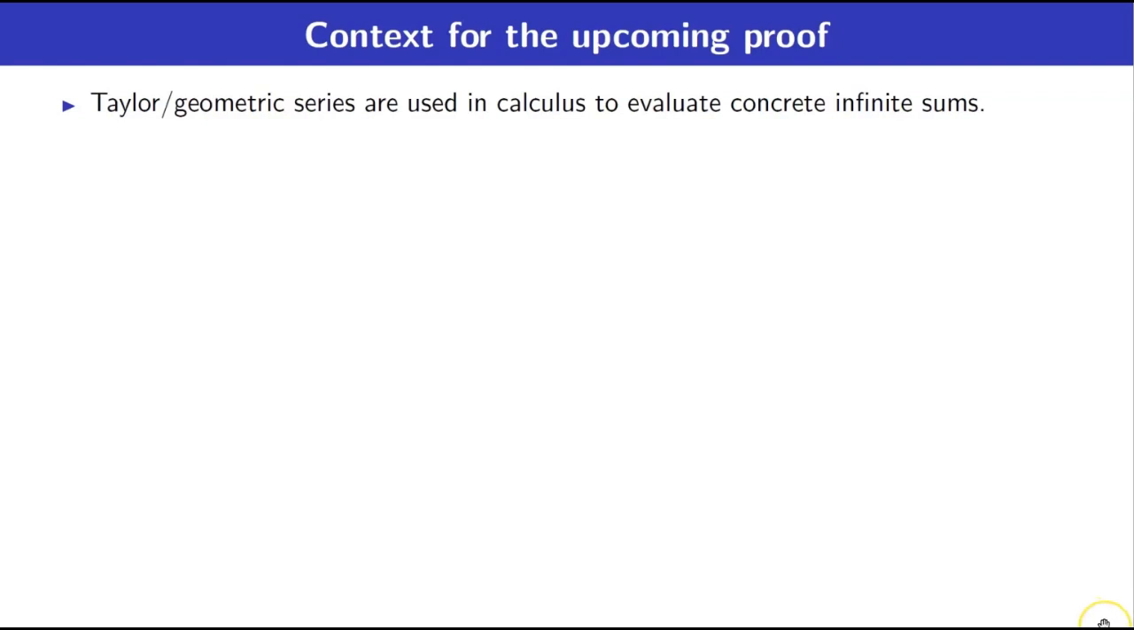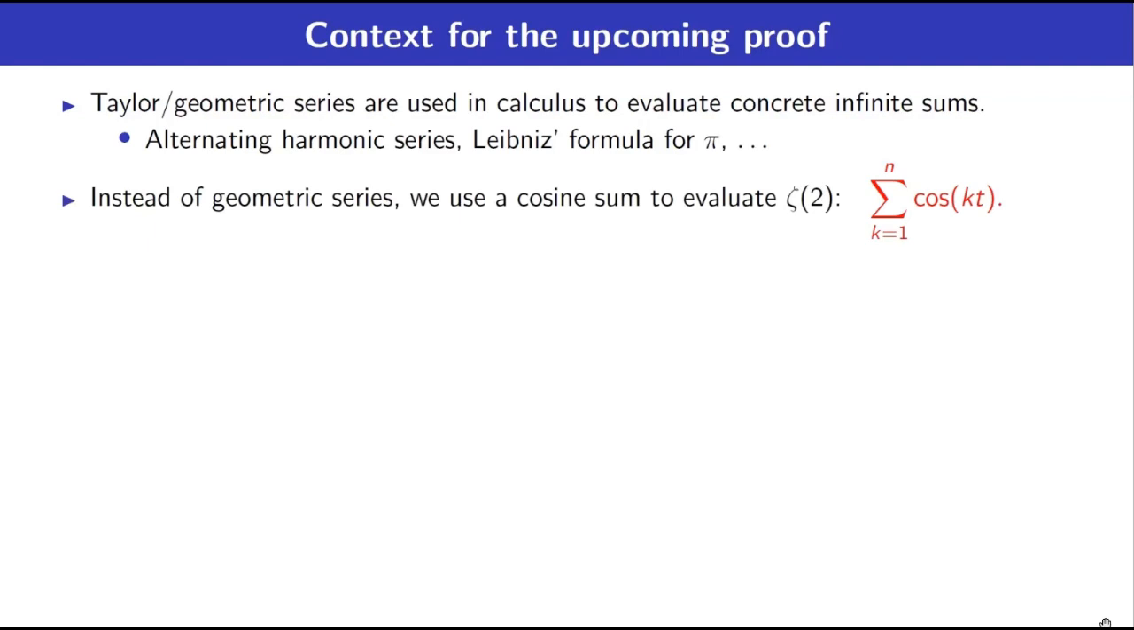Here is some context for the upcoming proof. In calculus, Taylor series and geometric series are used to evaluate concrete sums, examples being the alternating harmonic series and Leibniz's formula for pi. Instead of these tools, we're going to use a cosine sum to evaluate zeta of 2.